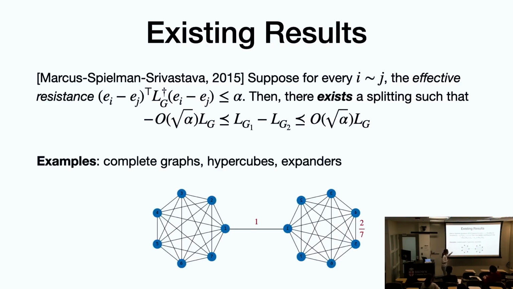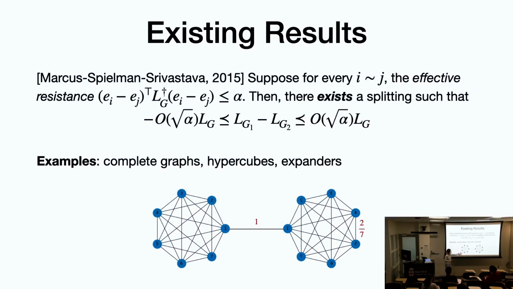Okay, let me show you some examples. If I have a complete graph, then all these effective resistances are equal. And also, if I have a hypercube, all these effective resistances are also equal. And also, if my graph G is a regular graph, and also an expander, meaning that all the eigenvalues of this pseudo inverse of LG are equal up to constant, then you can say that all these effective resistances are equal up to constant factors.